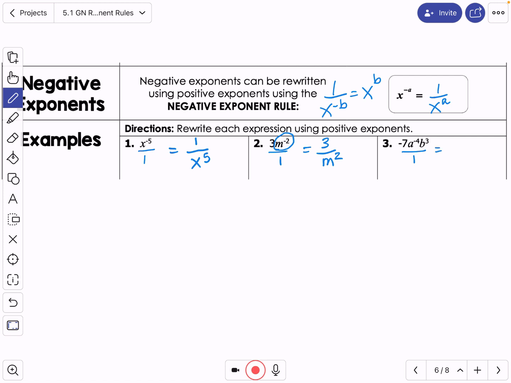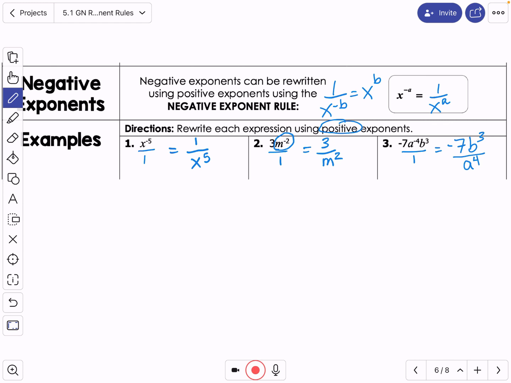And our final example, our coefficient stays there. It's minus 7. They want us to use positive exponents, so that means I'm going to leave my b raised to the third on the top, and I'm only going to move my a to the minus 4 to the bottom and turn it into a to the plus 4.